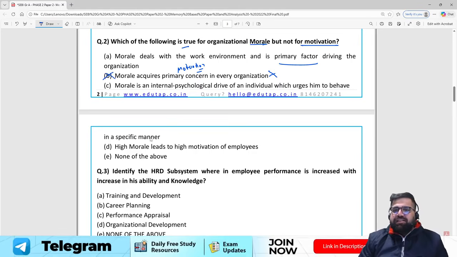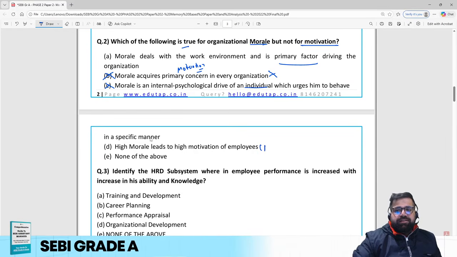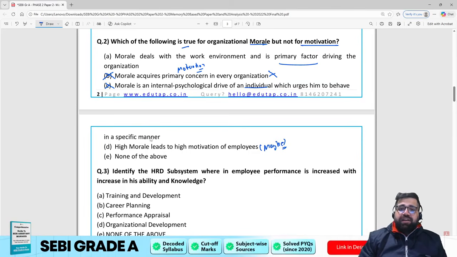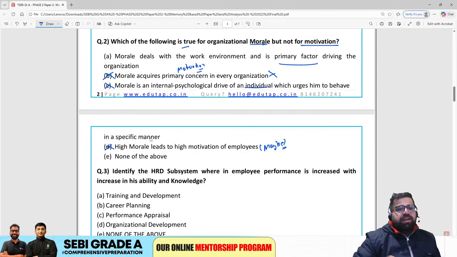C. Morale is an interpsychological drive for an individual. For an individual, no. Morale is related to group. So C is also eliminated. Higher morale lead to higher motivation of employees. This is a maybe case. This is a maybe. Like ho sakta hai, but it is not like mandatory. So we will eliminate D also. The correct answer comes out to be option number A itself.